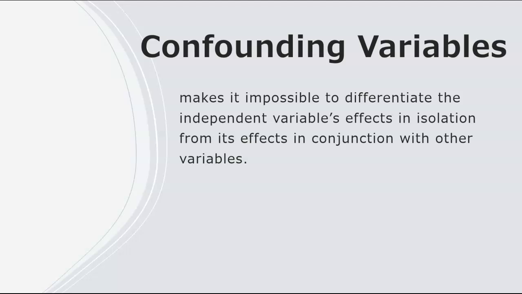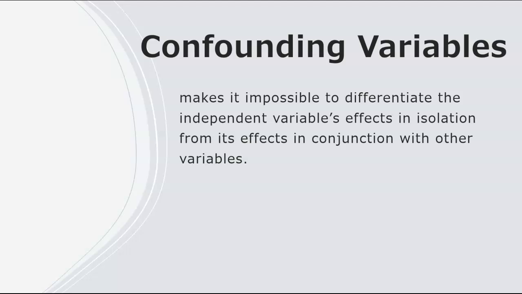So according to the APA, confounding variables make it impossible to differentiate the independent variable's effects in isolation from its effects in conjunction with other variables. In other words, confounding variables also confuse the outcome and are difficult or impossible to separate out from the effects of the independent variable.